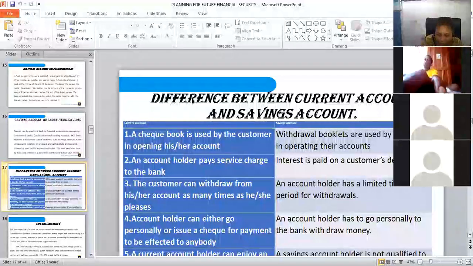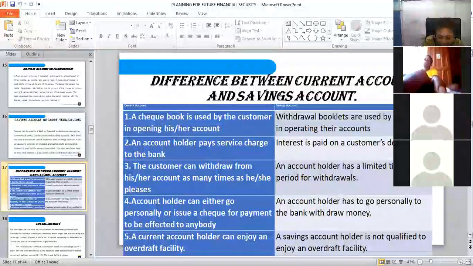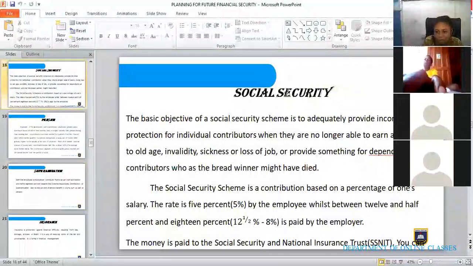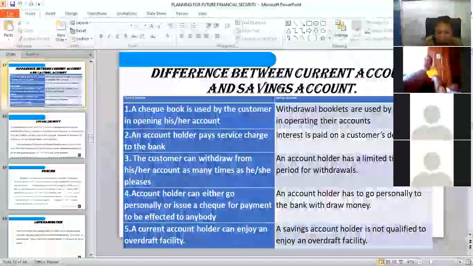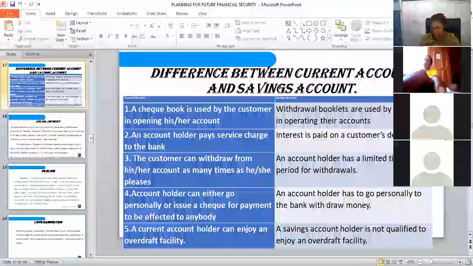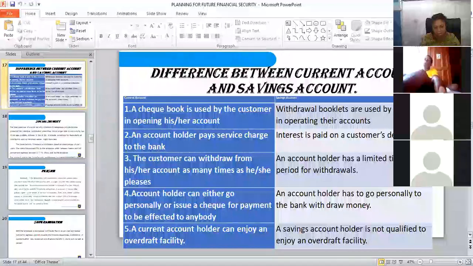Then again, with the current account, the account holder can enjoy an overdraft facility. With the overdraft, for instance, you have a bit of credit to enjoy. For instance, they know that your salary will by all means hit your account by this time. If you go and talk to your bankers, they can give you some money, then immediately the money hits your account.